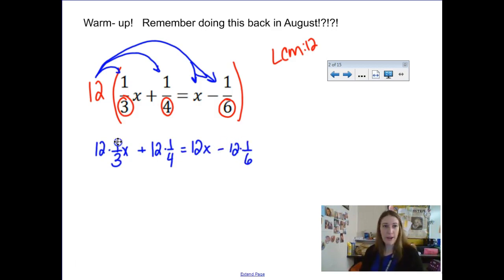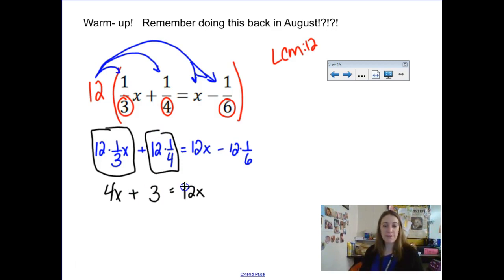So the beauty of what happened here is when we started with rational or fraction coefficients, we didn't end up with them anymore, because 12 times 1/3 becomes a 4x, plus 12 times 1/4 was a 3, 12x just stayed as 12x, and then 12 times 1/6 is minus 2. So then we ended up with a multi-step linear equation that we could solve really easily, and we didn't have to work with fractions anymore. So we would continue and solve, of course, but we're going to move on for the sake of time.